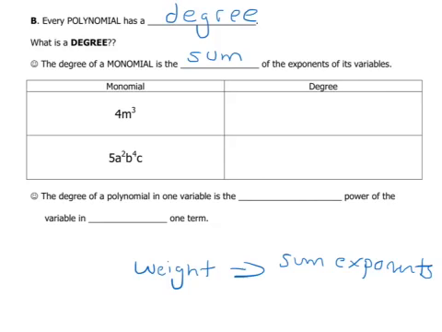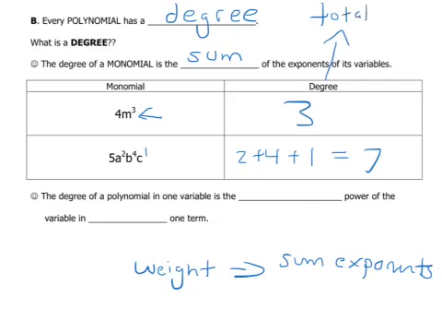So the degree here would just be 3. So the degree of the whole thing is just 3. On this one, you've got 2, 4, and the last one is 1. So really you're going 2 plus 4 plus 1. So you're just looking at total exponents. So this would be 7. So degree just means total exponents.